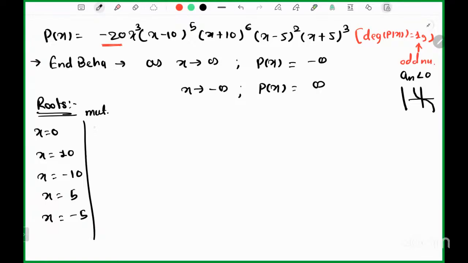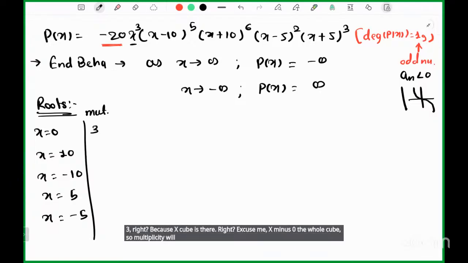3, 1, 3, right? Because x cube is there. X cube means (x minus 0) the whole cube, so multiplicity will be 3. Multiplicity is nothing but the power of that factor. That's all. Is that clear?